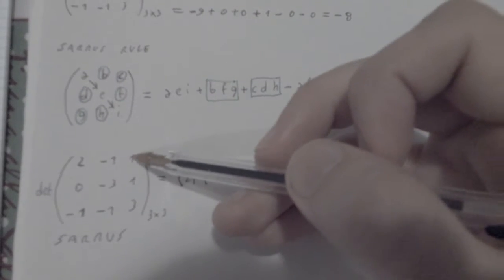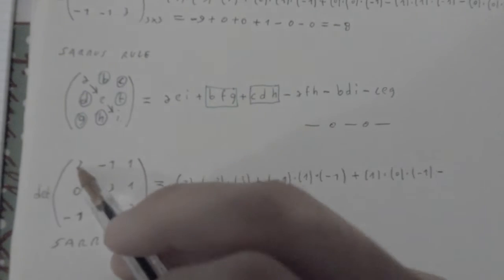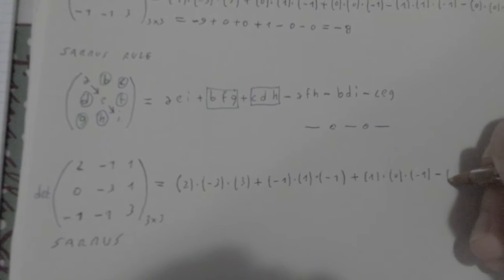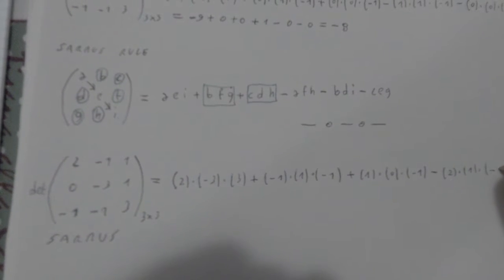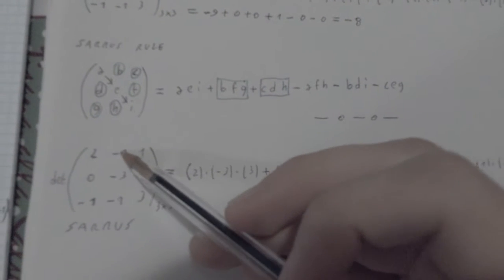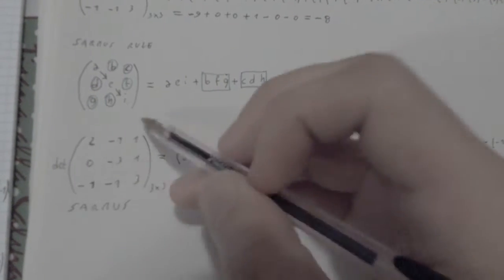plus CDH, minus AFH, minus BDI, and then we have the other diagonal, which is this one.